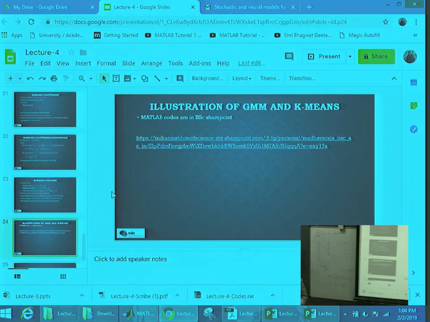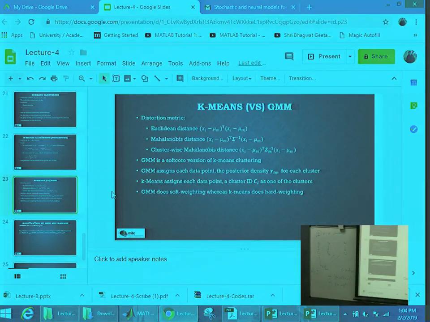This assumes that the data points are normally distributed with mean mu and covariance identity. That's what I told about these Euclidean distances. If you use the distortion measure as Euclidean distance, then your entire covariance matrix is identity. If it is weighted Euclidean distance, then your covariance matrix is diagonal. If it is Mahalanobis distance, every cluster has the same covariance, the same spread. If it is cluster-wise Mahalanobis distance, then it comes closely to GMM.